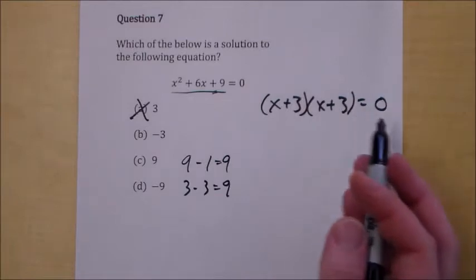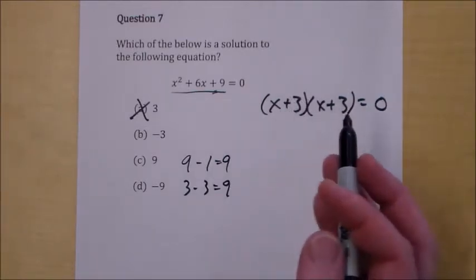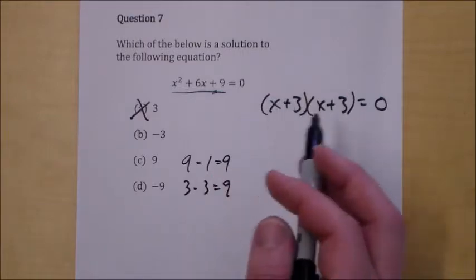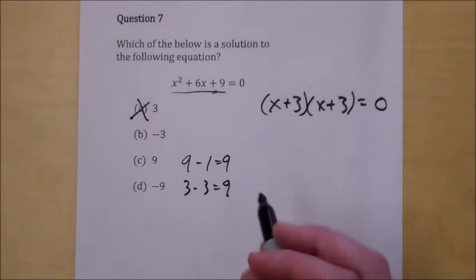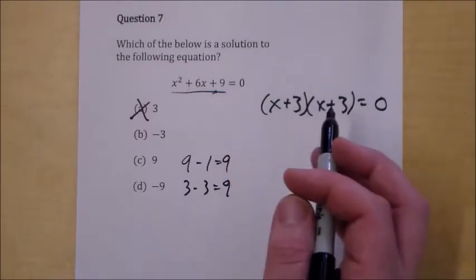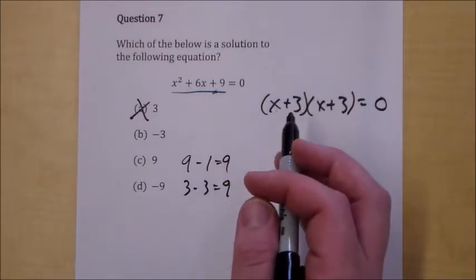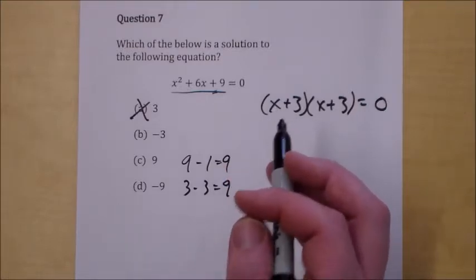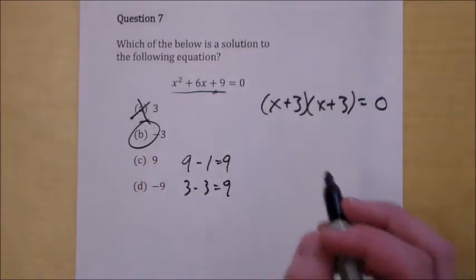Think about it. If you want to get to 0, what value of x would make one of these 0? And anything times 0 is 0. So you want one of these little terms, one of these little parentheses guys to be 0, because that times the other thing will be 0. So how do you get this to be 0? It's not 3. 3 plus 3 is 6. It can't be 3. What is it going to be? It's going to be negative 3.